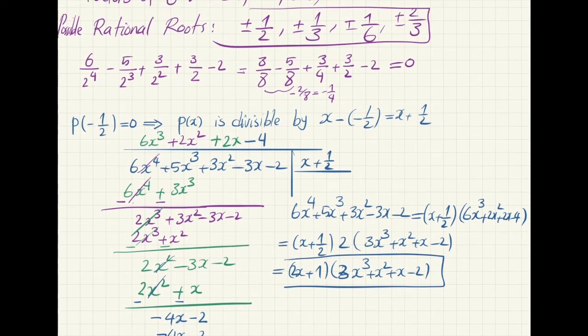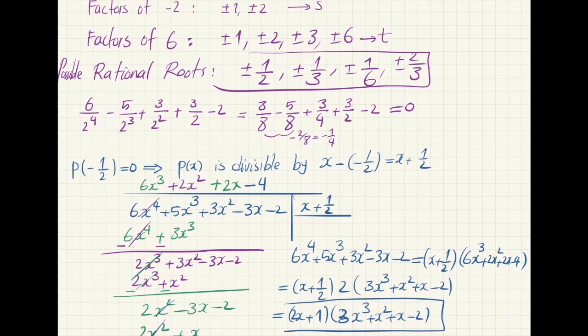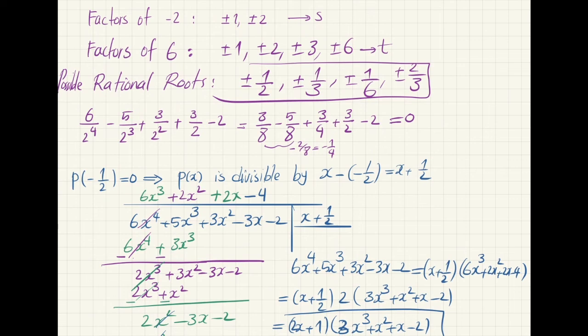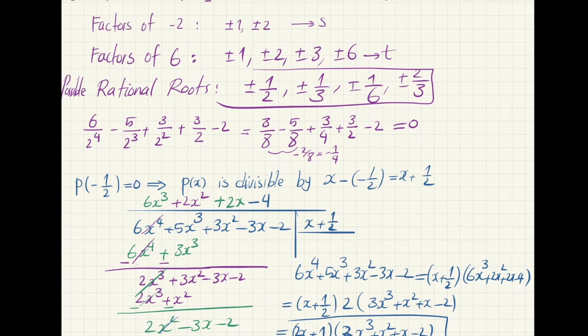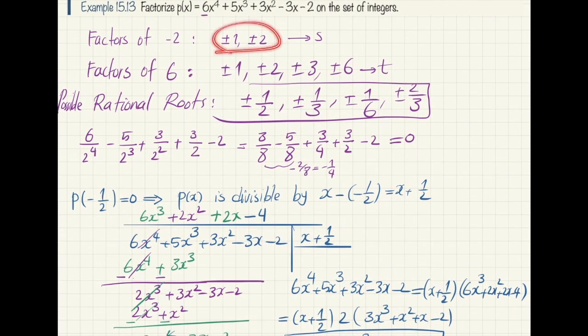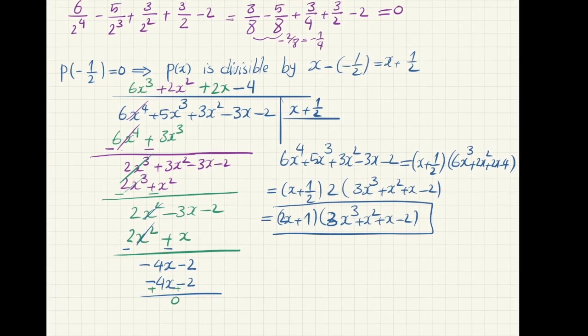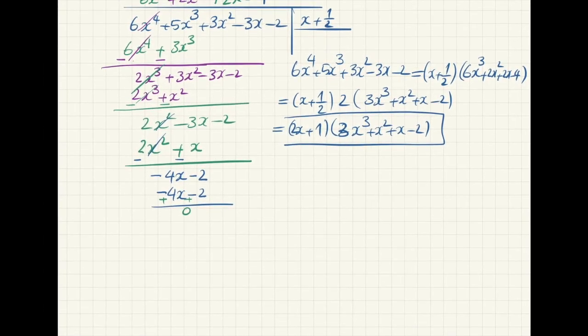Of course, I don't need to check the integer roots, because if this is going to have an integer root, it means that the original one should also have an integer root. Any root of this is also a root of that. So you don't need to check these integer values, but you need to check these fractional values. So again, I will repeat the process for this one.